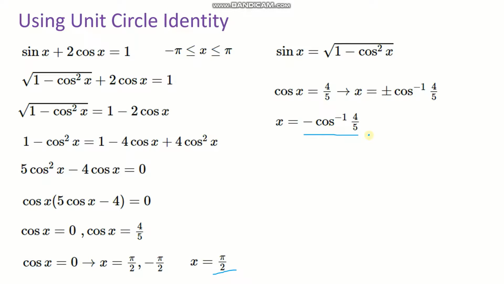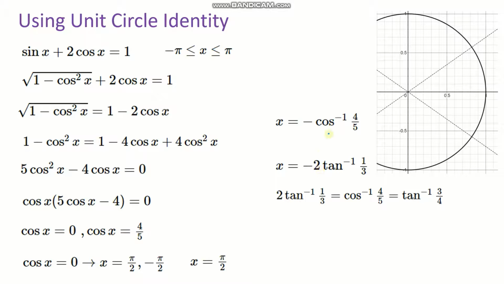You might be wondering, the Weierstrass substitution gave x equals negative 2 arctan 1 over 3. These two angles are actually the same, just in different forms. We can prove it quickly. The two negatives cancel. We have 2 arctan 1 over 3 equals arc cos 4 over 5, and arc cos 4 over 5 is the same as arctan 3 over 4 using the unit circle.